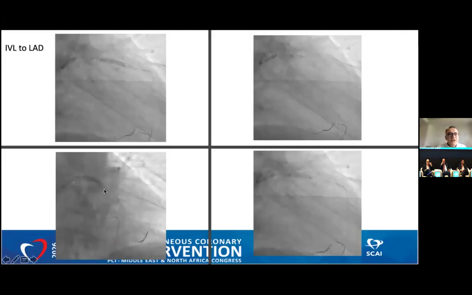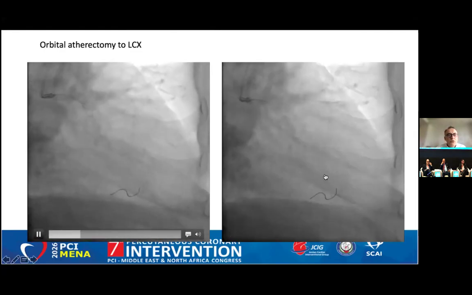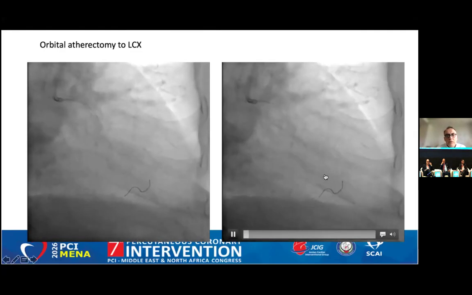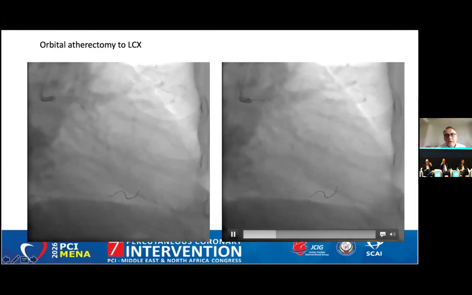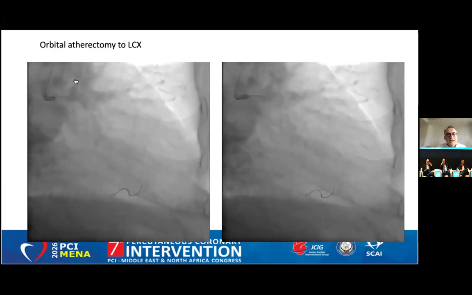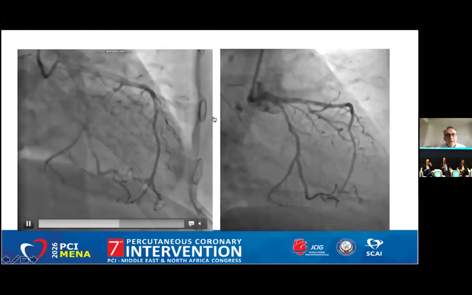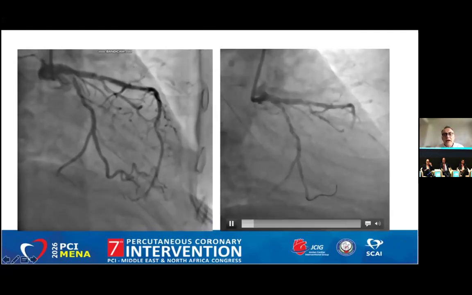And then how did we treat this? We did IVL to the LAD all the way, and then we did orbital atherectomy to the CX. Let's see the result after orbital atherectomy. This is before and this is after. Again, we have a nice lumen after orbital atherectomy. I like to see this.